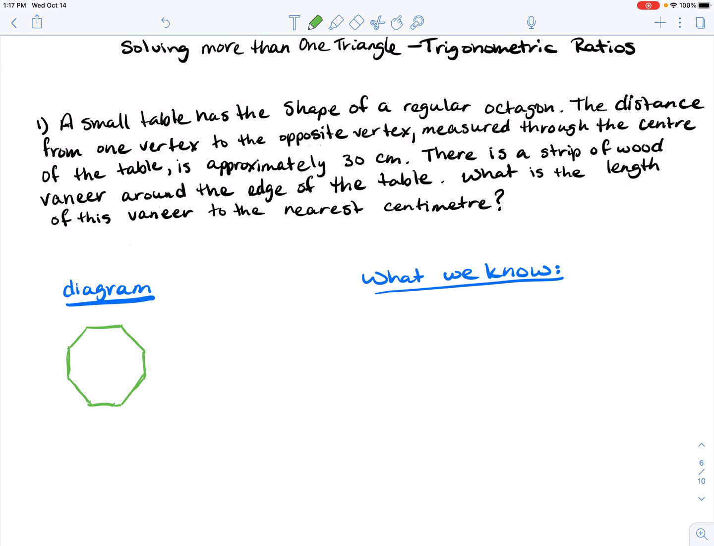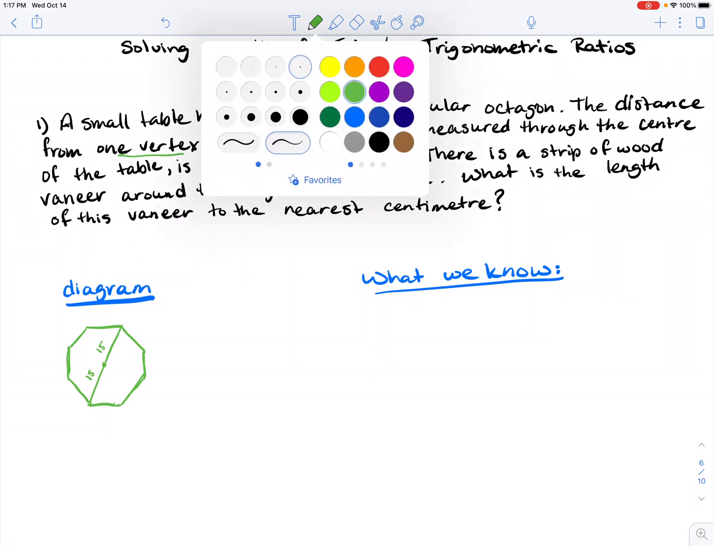So there's the center. And I know that from one vertex to the opposite, because it says from one vertex to the opposite, the distance measured through the center of the table is 30 centimeters. So the whole thing is 30, so I'm going to break it up into 15 and 15. Now there is a reason why I'm going to do this.